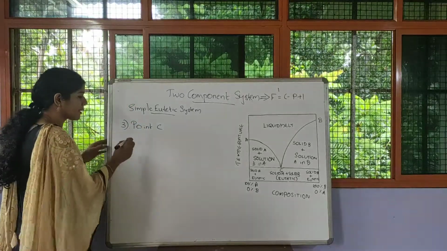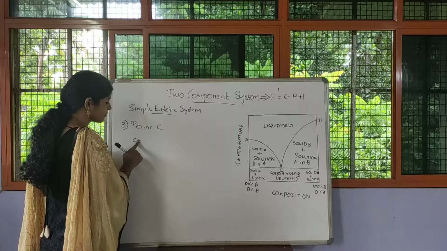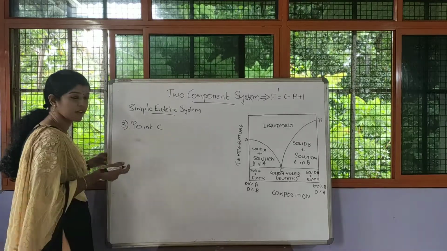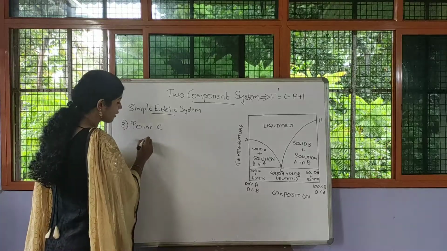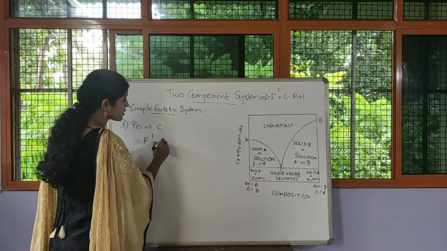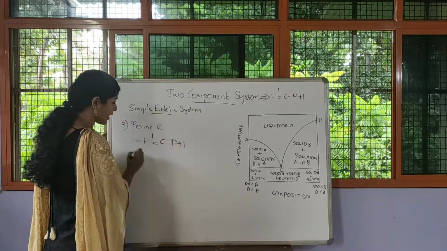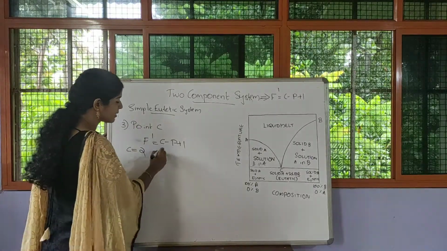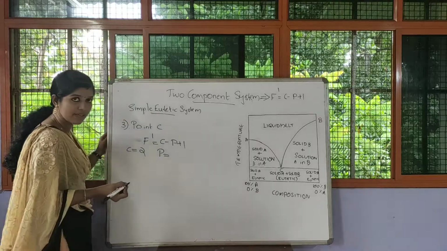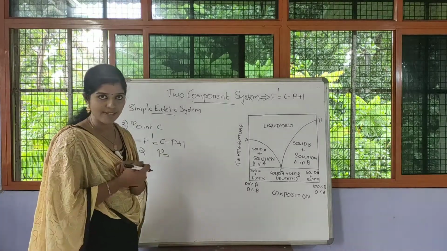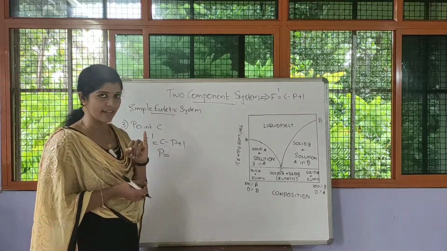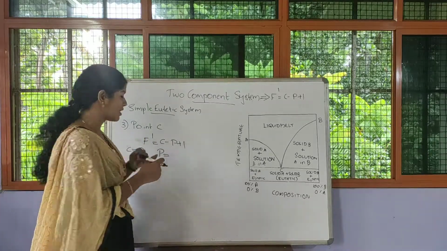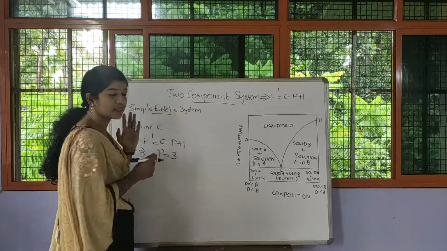So, number of components. F dash is equal to C minus P plus 1. The number of components is 2 because this is a 2 component system. Now, what is the number of phases? How many phases are there? Solid A is there, solid B is there, and we will have a solution of A in B. So the total number of phases is 3.